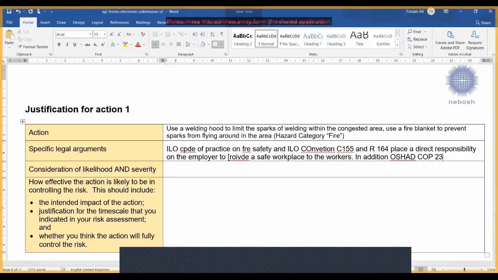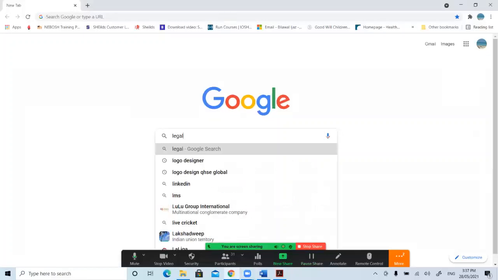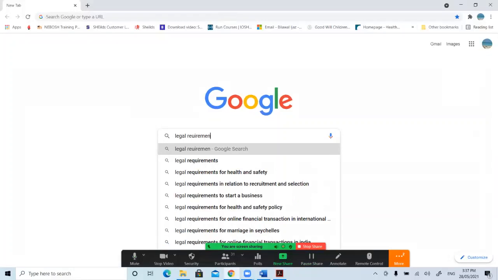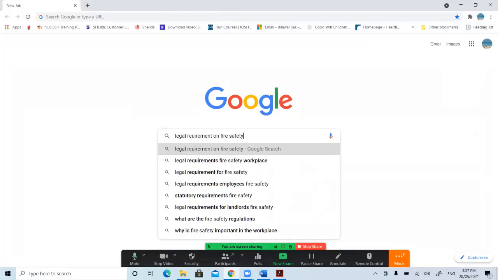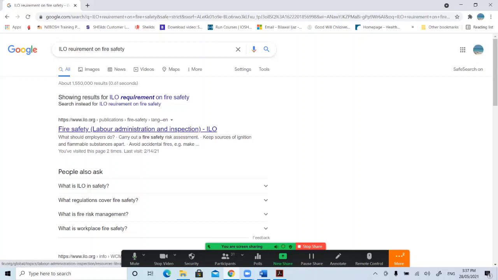Whatever it is, you can search the internet for this, guys. You can go to Google. Okay, let me just share this with you so you understand where to make. So we are looking for legal requirements on fire safety. You can again go to the Health and Safety Executive website. It will give you some legal requirements. You can also mention ILO requirements on fire safety.